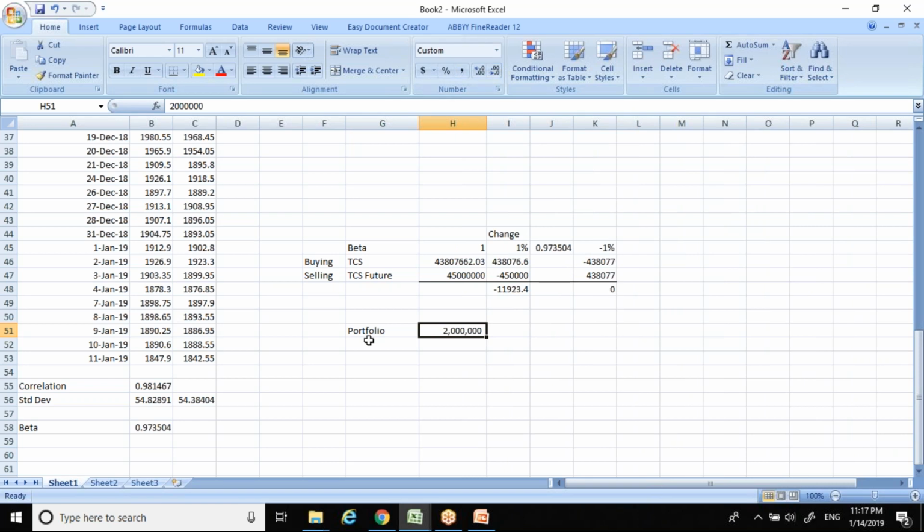And let's suppose, is this 2 million or 20 million? 2 million. So you have a portfolio of 20 million. And the index is trading at, let's say, what index do you want to use? S&P or anything else? So let's check out the S&P.